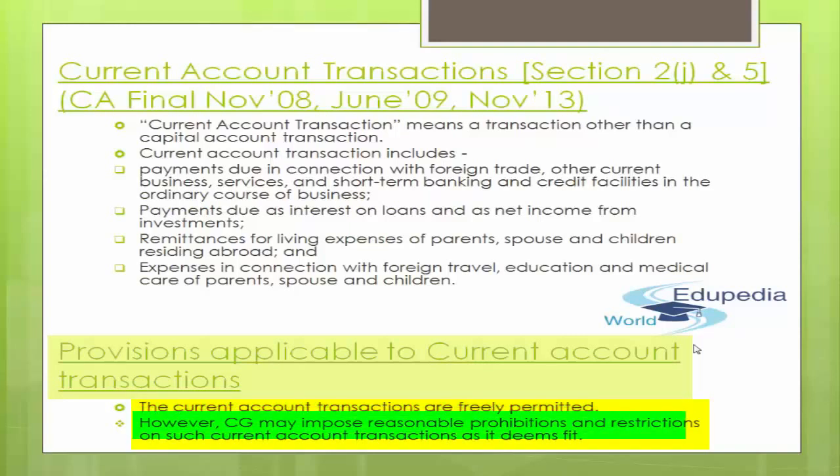However, having said that, the central government may impose reasonable prohibitions and restrictions on such current account transactions as it deems fit. There might be a possibility that the central government may think that there are some of the transactions that require certain kind of reasonable prohibitions and restrictions. So they have the power to impose certain reasonable prohibitions and restrictions on such current account transactions, whatever they deem fit. So that will be the provision which will be applicable to current account transactions. I hope I was able to provide you the guidance as to how to go about any of the things which will be concerned with current account transactions.